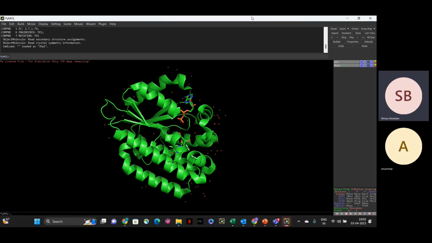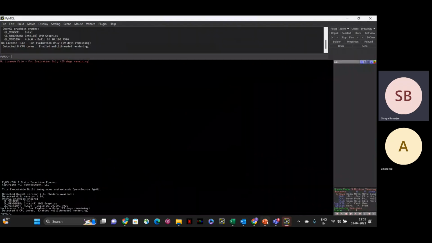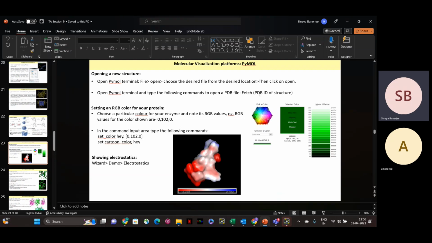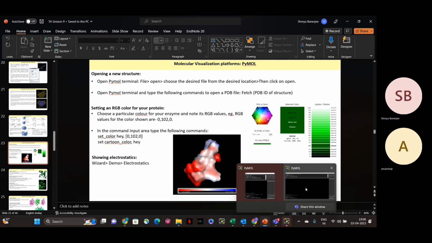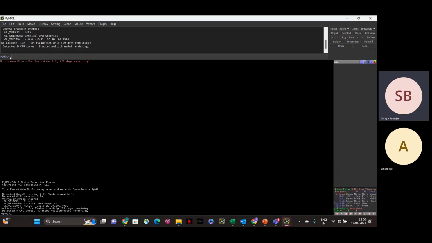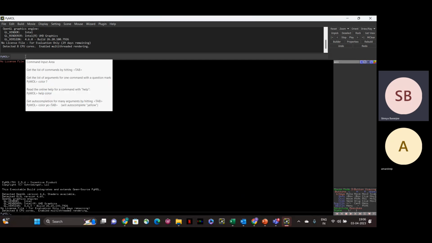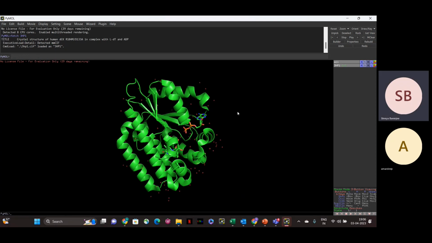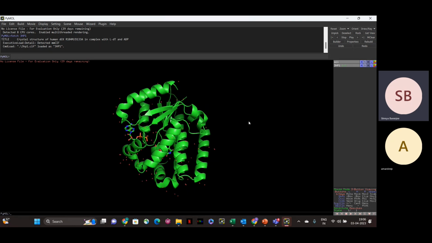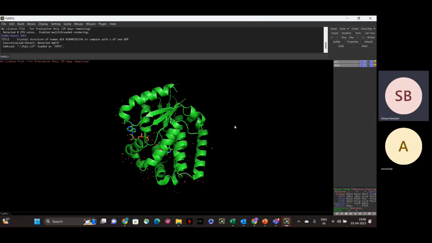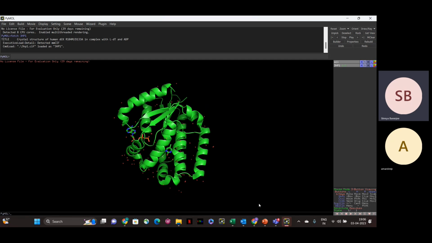Another way to do it is to type a command. The command is called fetch, and then the PDB ID. There is a bar here where you can type the command, and you have to write fetch 3HP1. And you can also get the PDB like that. So suppose you have the PDB file downloaded, you can just open it. Or if you know the PDB ID and you have not downloaded the file, then also you can open it by typing the command fetch and the PDB ID.